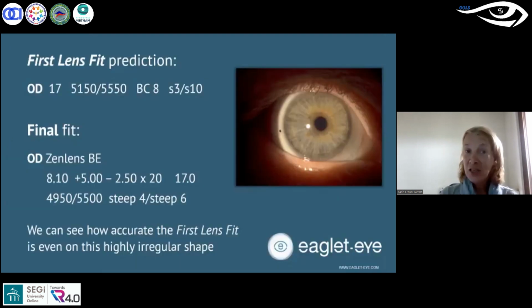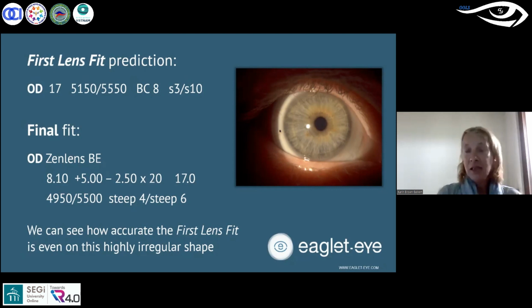So in this case, we have the first lens fit prediction. You can see here that it was a 17 diameter, the sags were 5150, 5550, base curve of 8, we had steep 3, steep 10. So he was fitted with a Zen lens BE, because of course we noticed that at that chord length of 13, there was more than 100 microns difference. So you need something to stabilize that lens in the haptic. The final fit was 4,950 and 5,500 with a steep 4 and a steep 6.